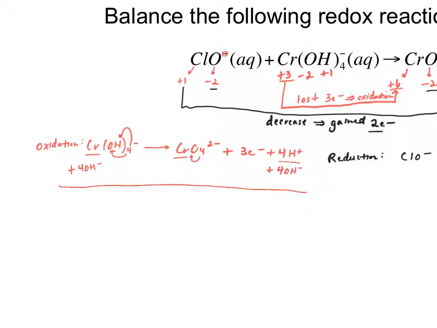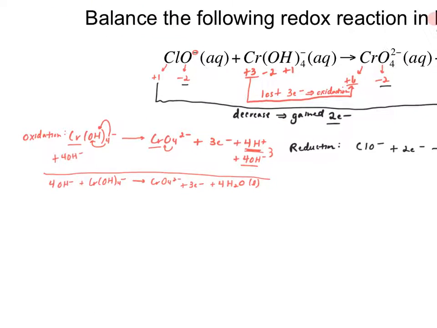So I'm going to add those together. I have 4 OH minus plus a Cr(OH)4 going to make CrO4 minus plus 3 electrons. But then when we combine these two, H plus and OH gives us water. And again, it's going to give us 4 waters because we have 4 of each of those. Okay? All right, so that's the only little extra difference. However many H pluses you have, you need to add an equivalent amount of OH minus to both sides to get rid of those in a basic solution.